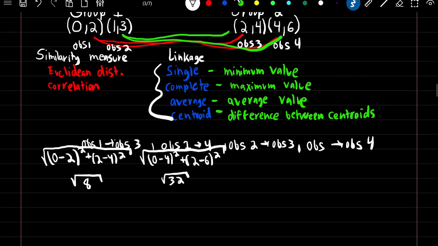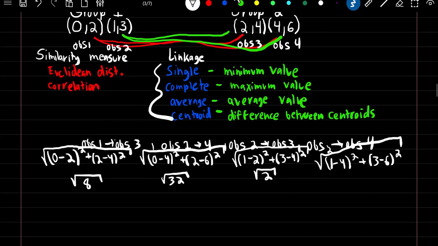And then if we go from observation 2 to observation 3, so from 1, 3 to 2, 4, it's going to be 1 minus 2 squared plus 3 minus 4 squared. Take the square root, and this will give a value of the square root of 2. And then finally, from observation 2 to observation 4, it's going to be 1 minus 4 squared plus 3 minus 6 squared. I'll take the square root, and this will give a value of the square root of 18.